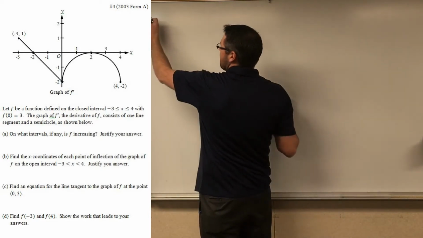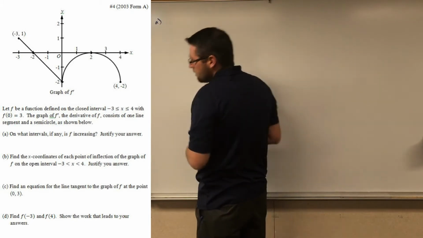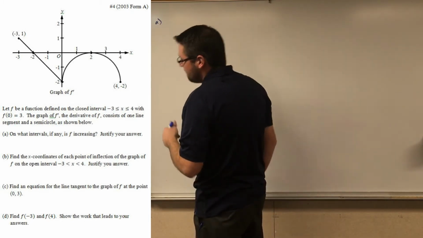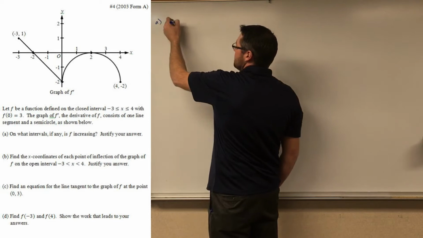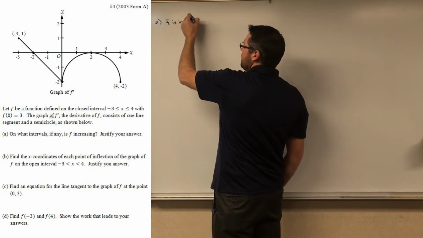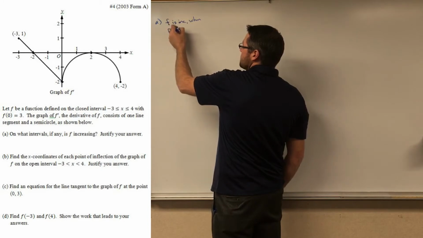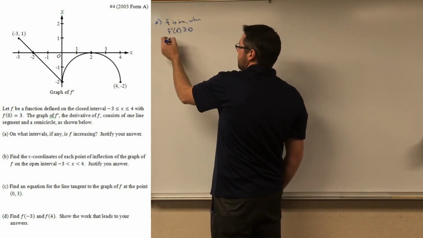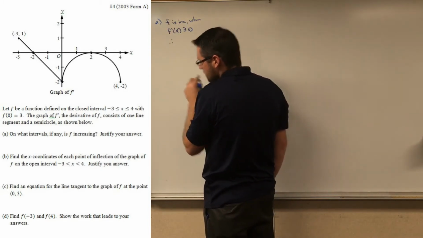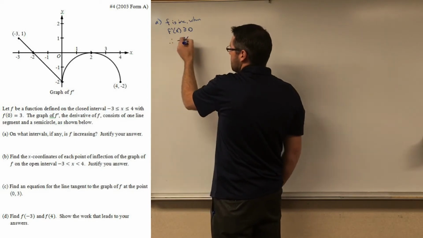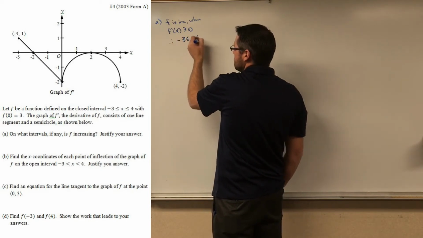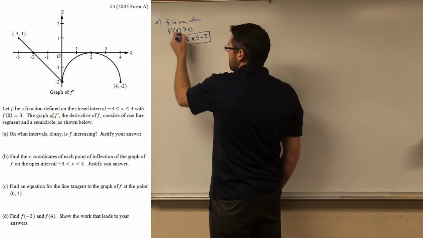Okay. Anyways, so A, we're looking for what interval f is increasing. So that's easy enough. F is increasing when f prime is positive. So I'm going to say f prime of x is greater than or equal to 0. Therefore, when? Less than or equal to x, less than or equal to negative 2. So that's that.